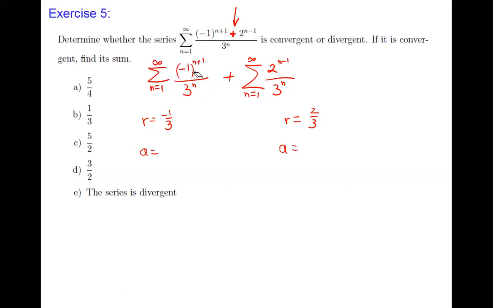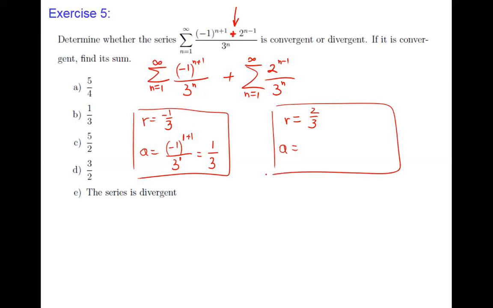Let's look at the first formula, (-1)^(n+1) over 3^n. In order to compute the first term, I have to substitute 1 instead of n. That means (-1)^2 will become 1, and this is the first term, 1/3. And then the same for this one: 2^(1-1) over 3^1. 1 minus 1 is 0, 2 to the power of 0 is 1, and 3.